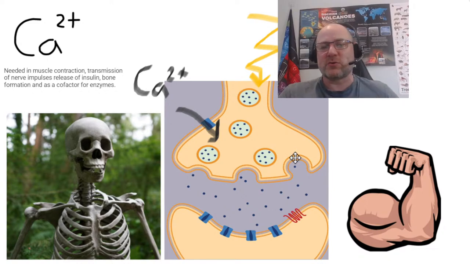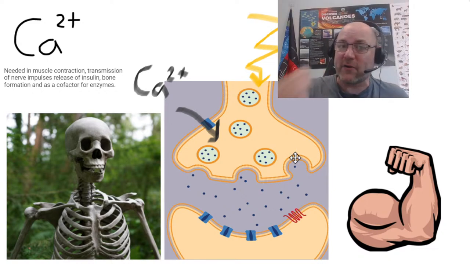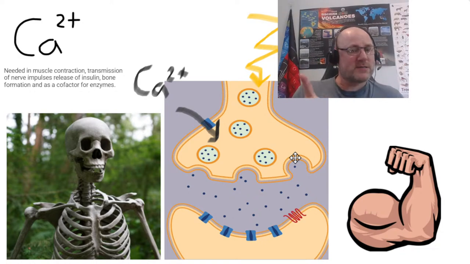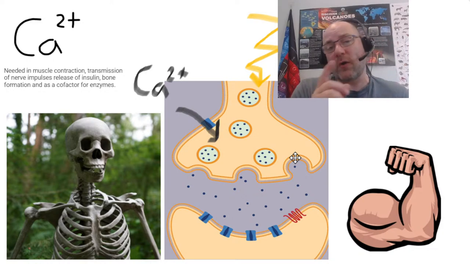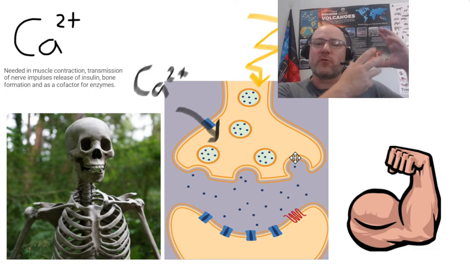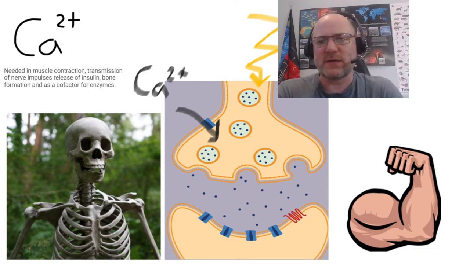So they're needed in muscle contraction, transmission of nerve impulses, the release of insulin from your pancreatic cells. Do you remember what insulin's involved in? The regulation of glucose. They're also needed in bone formation, and they're a cofactor in several enzymes. Remember I used the example of chloride ions with amylase? Well, calcium ions are another cofactor.